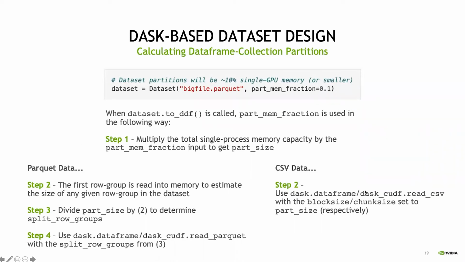And then if it's CSV data, we can just use the existing block size or chunk size arguments to get what we want. If it's Parquet, we have to use the split row groups right now. So hopefully in the future, this will improve. But for now, what we do is we actually sample the first row group in the data set to figure out how many row groups we expect to want in each of our partitions. And we use this rather than actually querying any of the Parquet statistics. Just doing this is actually very fast, which is how we do it, and it typically works.